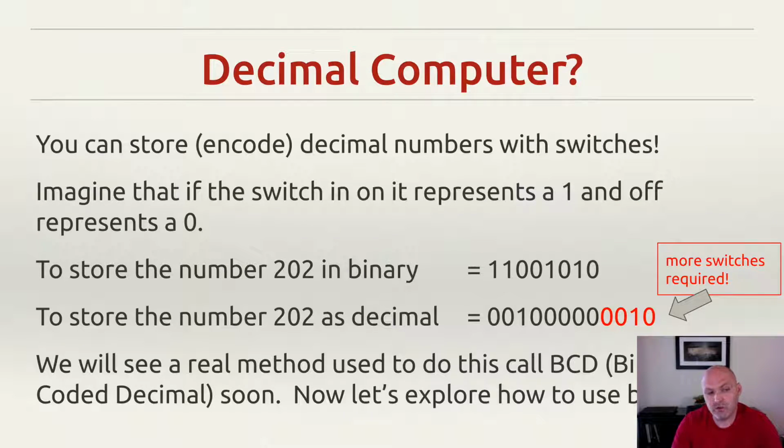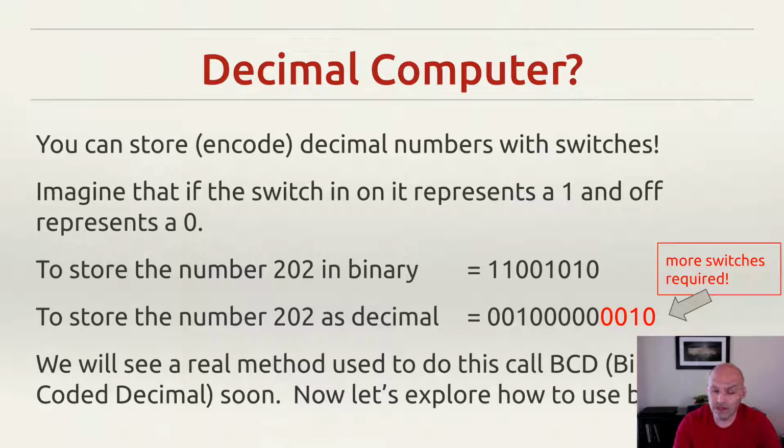If we wanted to store the number 202 in binary, we would do so like this, as 11001010. Now, don't worry about the conversion just yet. We're going to do that in just a couple of slides. For right now, I just want to show you the difference between representing 202 in binary form versus 202 as decimal encoded in binary.